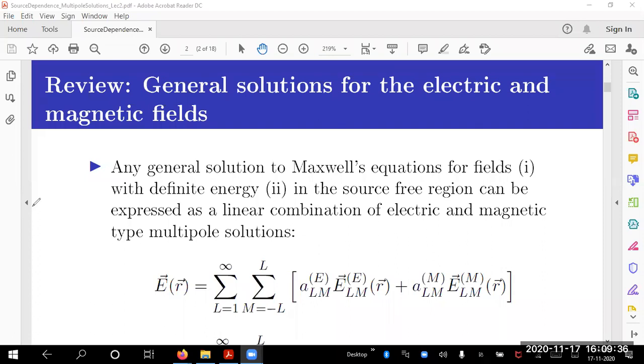That is what I am trying to tell you here: if you have, this is a solution. This is a solution. Electric field solution for the Maxwell's equation. For each value of L and M, you have a solution.